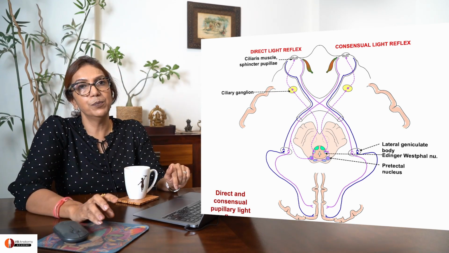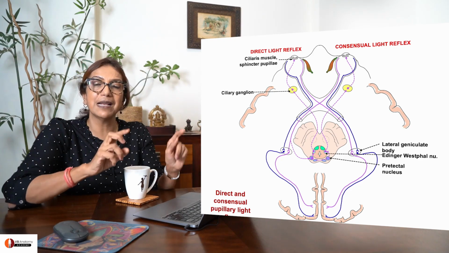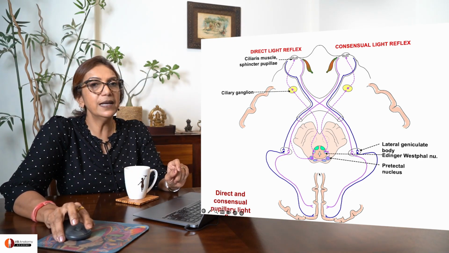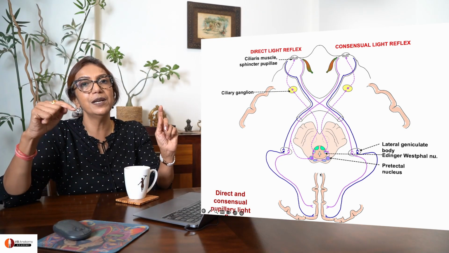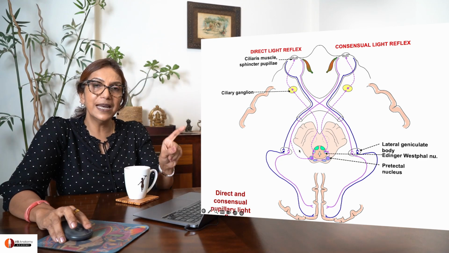Both eyes' pupils will constrict, not only same side. Why? Because pretectal nucleus is wise enough to stimulate both sides Edinger-Westphal nucleus. So this is direct light reflex and consensual light reflex.